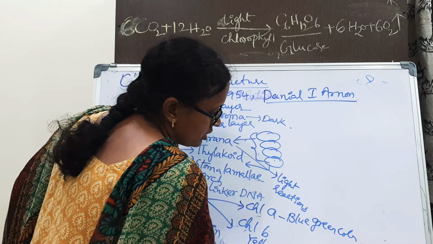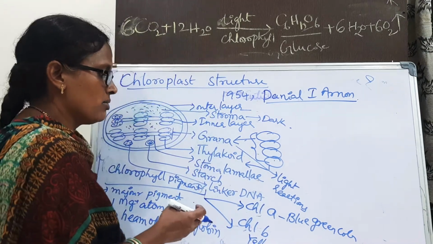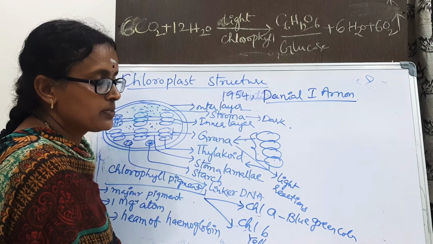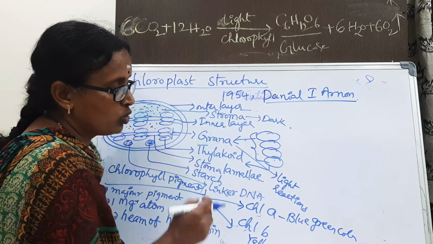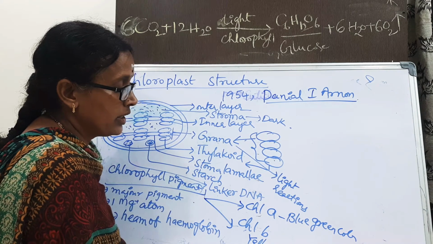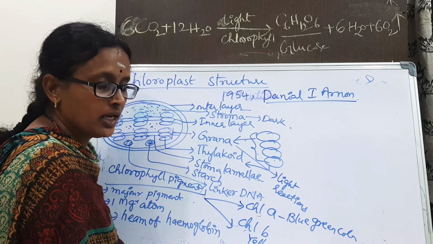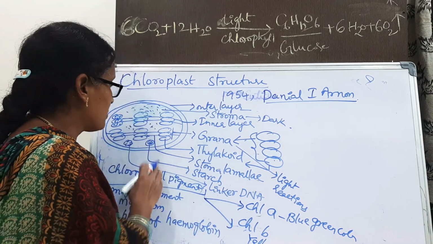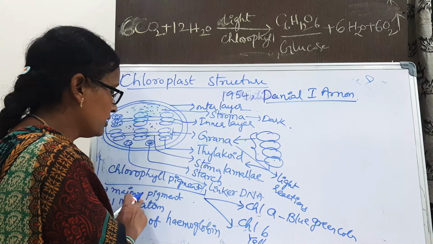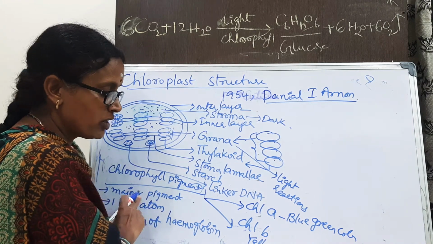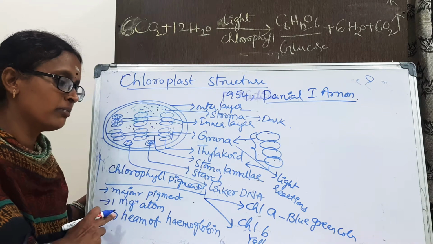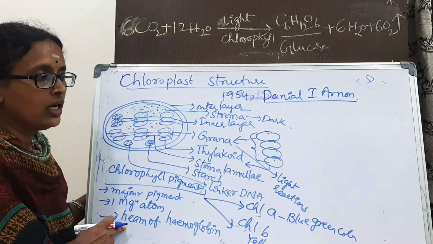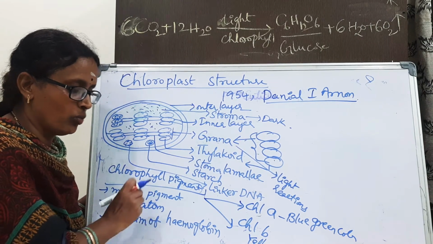This question is asked for 1 mark many times: what is the difference between chlorophyll A and B? Chlorophyll A is blue-green, and chlorophyll B is yellow-green. Chlorophyll pigments are present on the thylakoids, and they are the major pigments responsible for photosynthesis. One magnesium atom is present in the structure of chlorophyll, which is compared with the heme of hemoglobin.